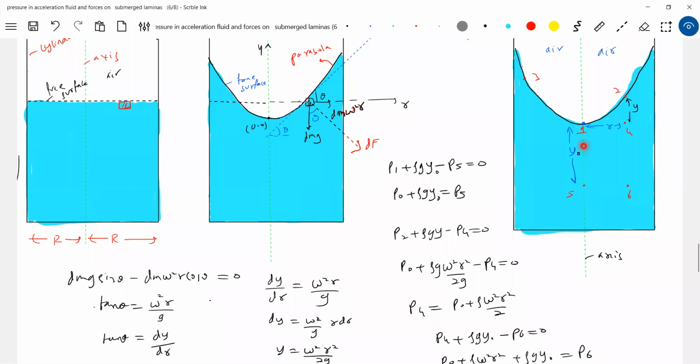So shall we conclude? On the axis, the pressure varies with the depth. In this region, it varies with the radial distance, whereas here it varies with the depth as well as the radial distance.